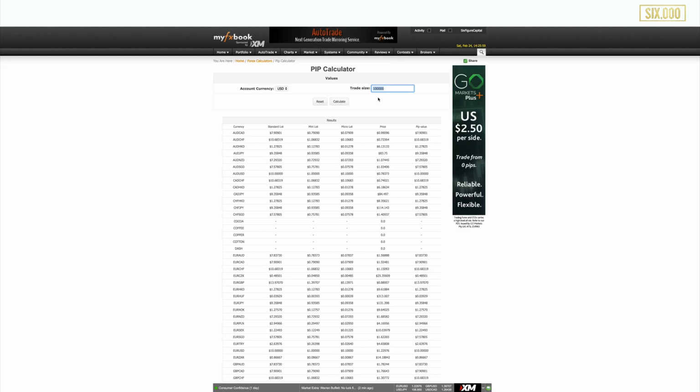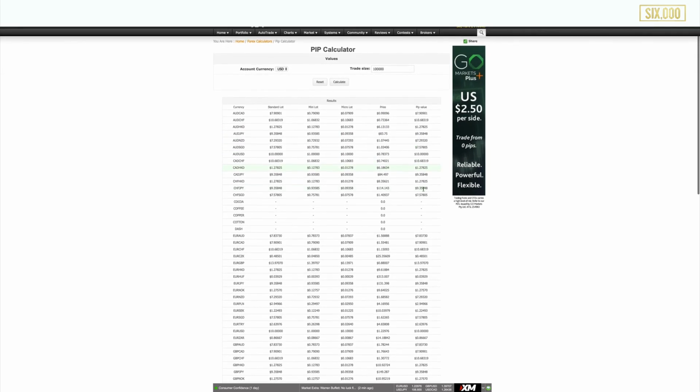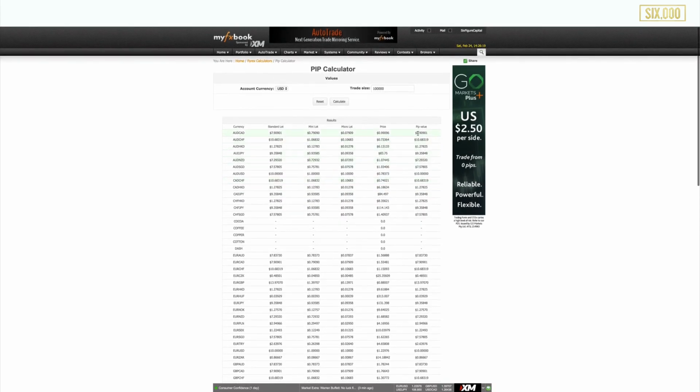Now if you're calculating your position size manually, you can use this pip calculator just to calculate the value per pip based on the currency pair you're trading. I don't typically use this calculator because the position size calculator is that much easier, but I thought I would provide this because there are people who want to calculate their position sizes manually. So this is a handy tool to use.